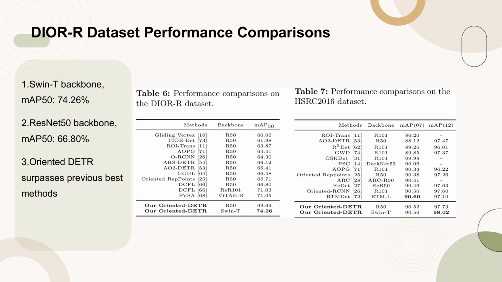Table 6 presents the performance comparisons of various methods on the DIOR dataset. Notably, using the Swin-T backbone, oriented DETR achieves a mean average precision at 50% intersection over union, mAP50, of 74.26%, which is 3.21% higher than the previous best method. Similarly, with the ResNet-50 backbone, oriented DETR attains a mAP50 of 66.8%, outperforming the best method with the same backbone by 2.89%. These results highlight the effectiveness of oriented DETR in handling the diverse targets present in the DIOR dataset.